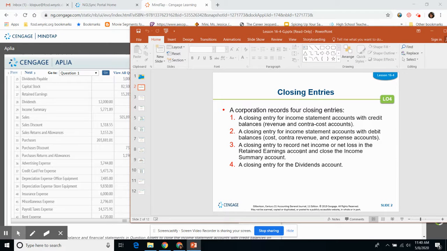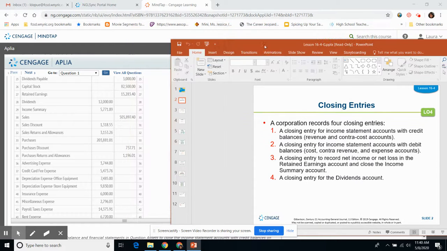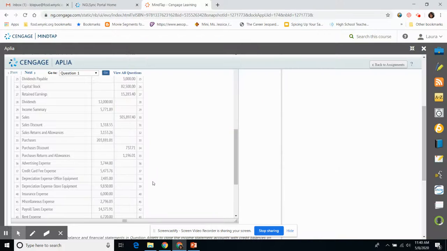The third one is a closing entry to record net income or net loss, and the fourth one will be the entry to record the dividends. So we're just going to go step by step in APLIA.